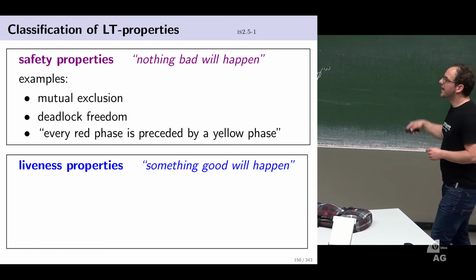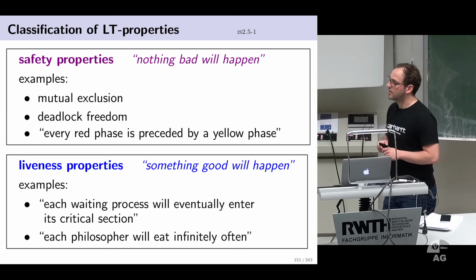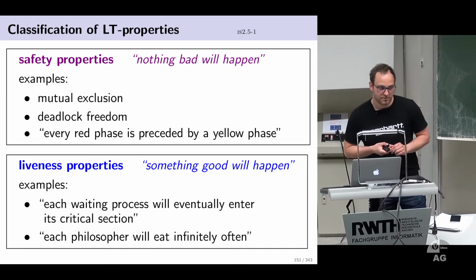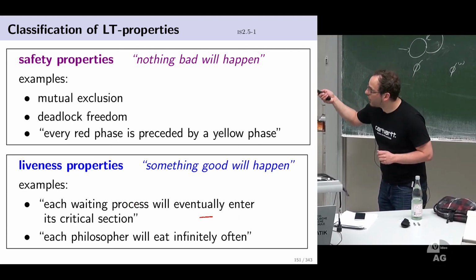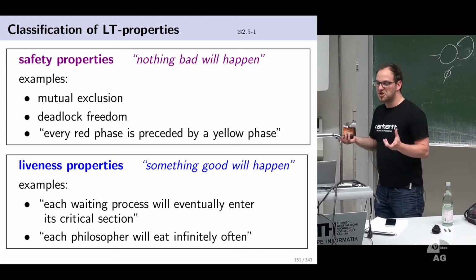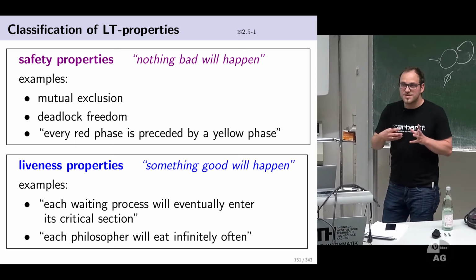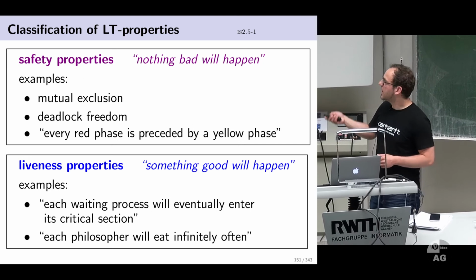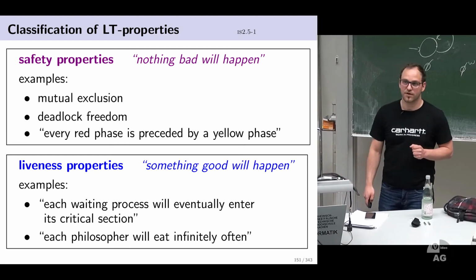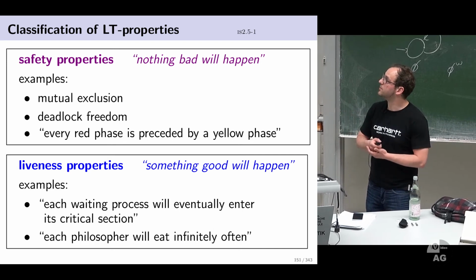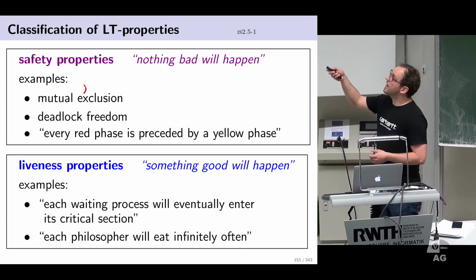And liveness properties are somehow dual to this. They say that something good will happen. An example for this is what we had earlier. This liveness property is saying that if a process waits for the critical section, it will also eventually enter it. It's not about preventing bad behavior or saying this will never happen, but about saying what good will happen or what good needs to happen. Similarly, if you think of the exercise sheet, you want the dining philosophers to eat infinitely often. So these are examples for liveness properties. Let's forget them for the moment. They will be the topic of the next lecture mainly. And let's come back to safety properties.